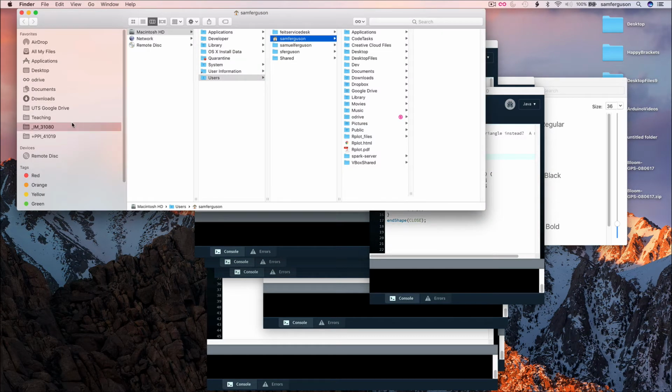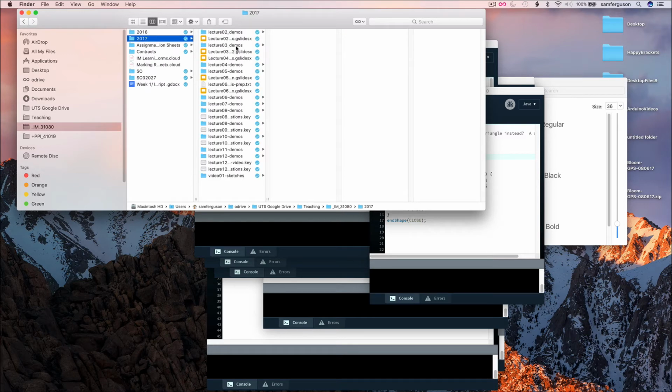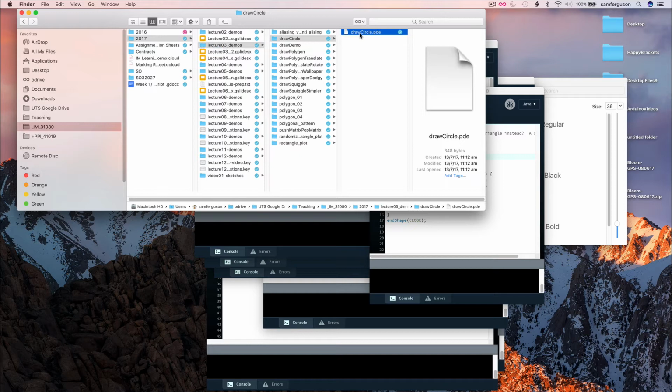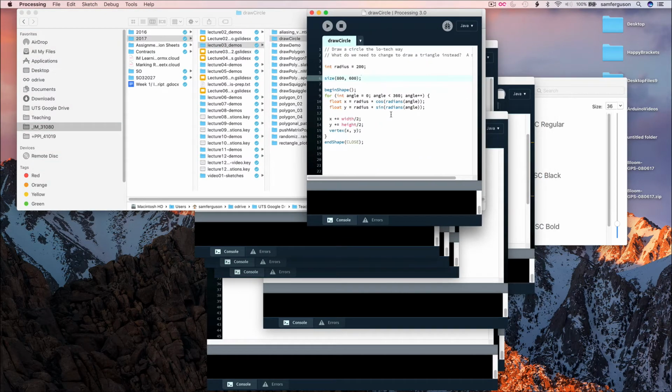So then we just need to find that file. Three demos. Draw a circle is here. So here's a circle drawn angle by angle. So we're going to say the radius is 200. We're setting up a window. Then we're going to begin the shape, and we're going to do this 360 times. We're going to say x equals radius times cosine of radians(angle), and remember angle starts at 0 and goes to 360, and y equals radius times sine of radians(angle).